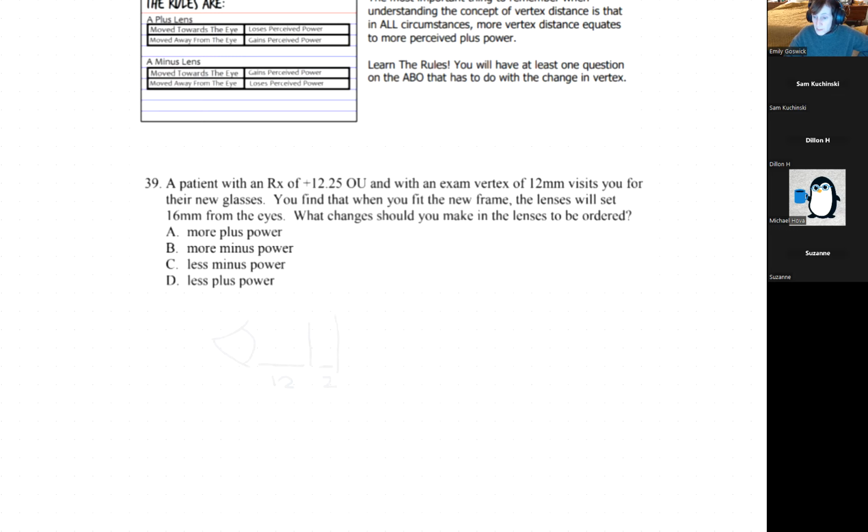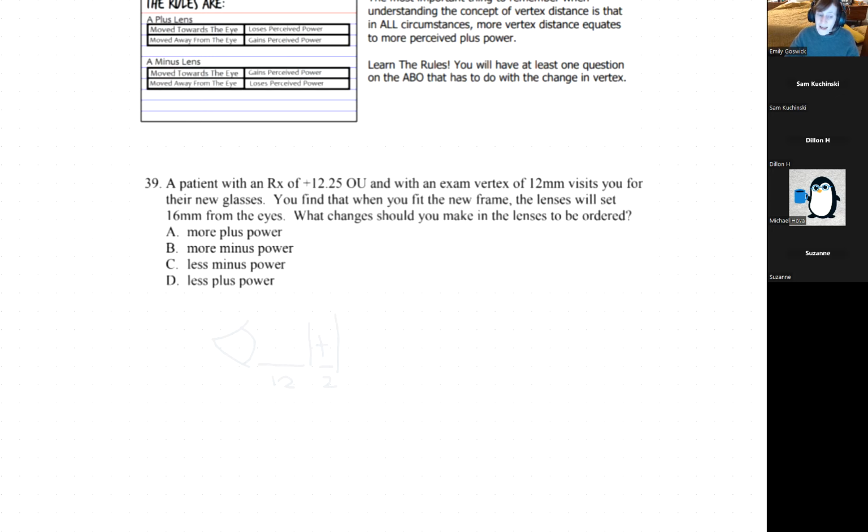Well, this is a plus lens. So what's going to happen? The farther away, the more perceived plus power. So in order to maintain that same RX of plus 2.25, we're going to have to add a little bit of minus to that power. We could figure this out with our vertexing formula, but it's a fairly high RX. Maybe they're going to get like a plus 1.2, or maybe a plus 1.75 or something, right? But we don't have to figure that out for this particular question.